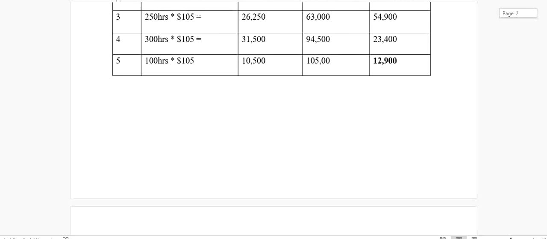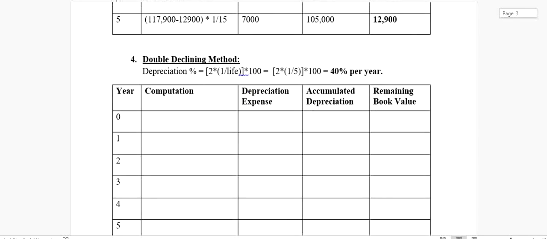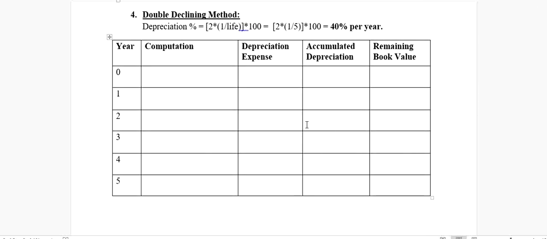I hope you have watched the previous videos on the other methods of depreciation calculation. In the double declining method, first we must calculate a percentage rate of depreciation that would occur per year or per period. It depends on for how much time you are calculating depreciation. If it's on an annual basis, the percentage will apply on an annual basis, and if it's on a monthly basis, the percentage is going to apply on a monthly basis. That depends on your fiscal period or your accounting period.